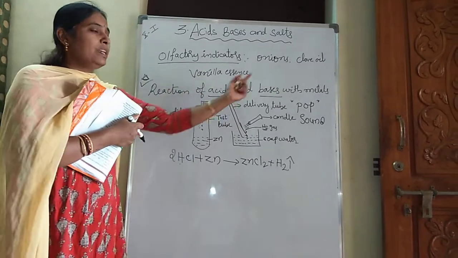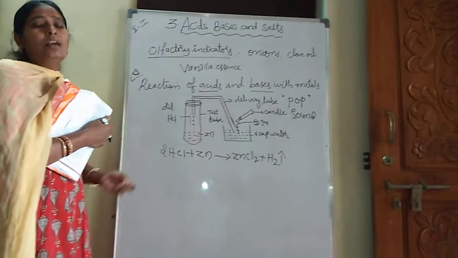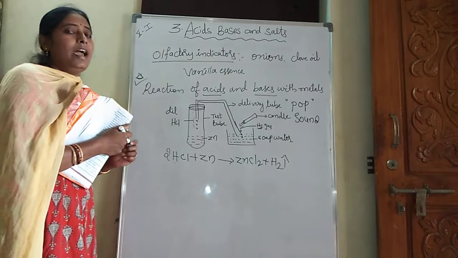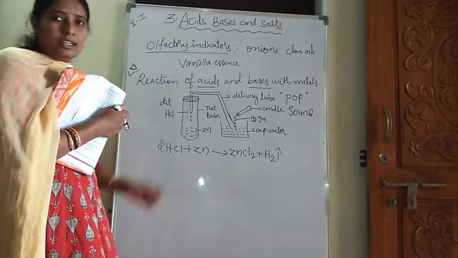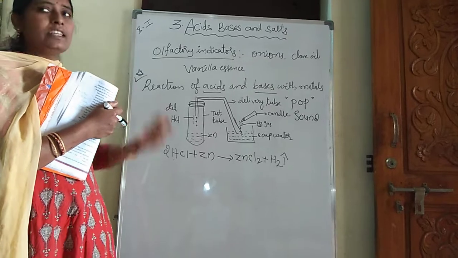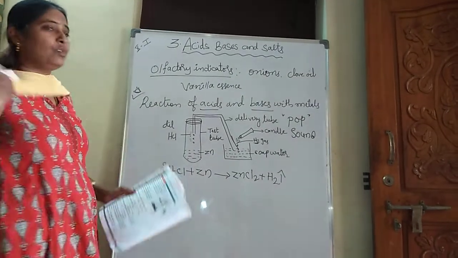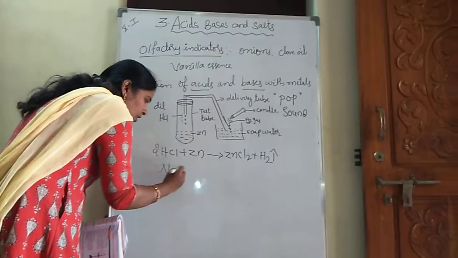Reaction of acids and bases with the metals. Now you understood why we should not store pickles in a metal container, because pickles contain acid and it reacts with the metal. That is the reason why it is not preferred to store pickles in metal containers. Not only acids, bases also react with metals. Now let us see how a base reacts with a metal.